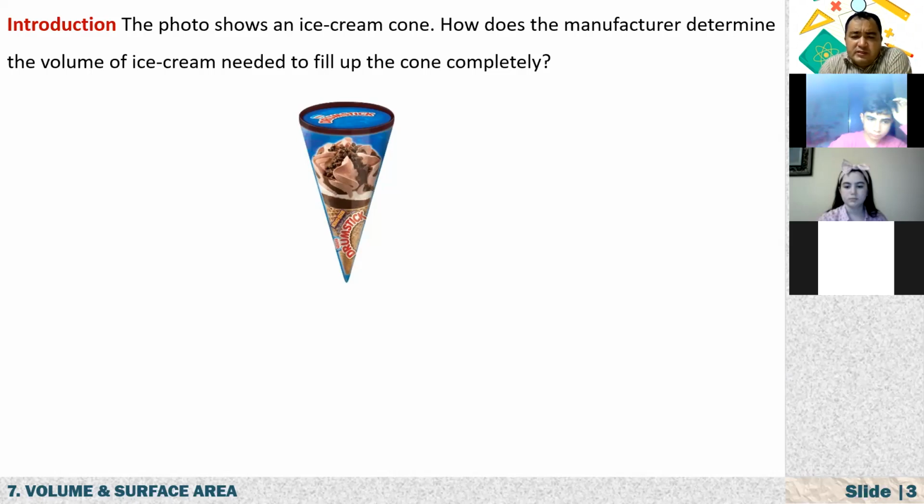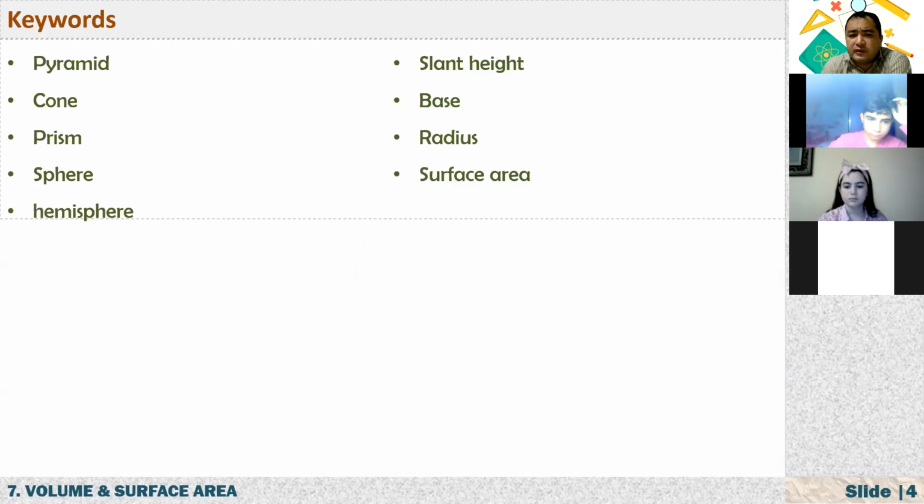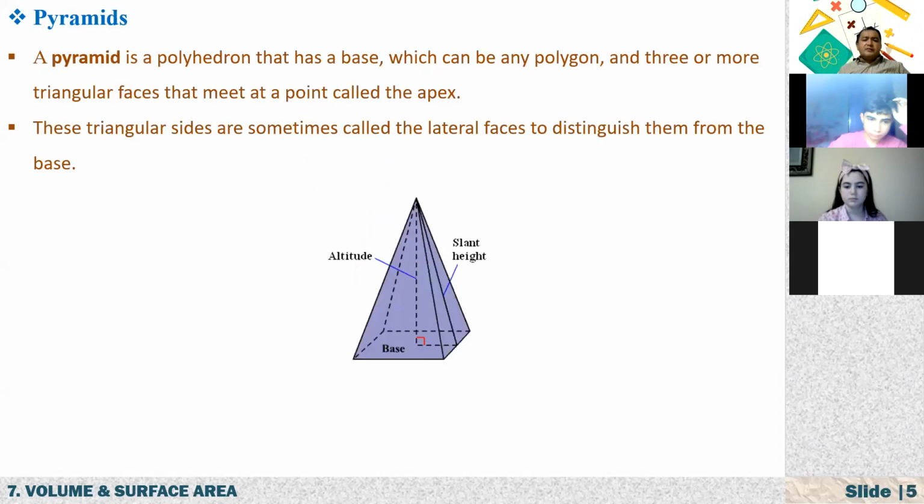As you see in the picture, we see an ice cream cone. How does the manufacturer determine the volume of ice cream needed to fill up the cone completely? That is one simple question. It is designed in such a way that it is really easy to hold, and if we know the volume of this cone, accordingly we can prepare our ice cream and fill all these cones. It's all about calculation. To answer these questions we need some idea about the volume of such a thing. Anyway, let's start with pyramids.